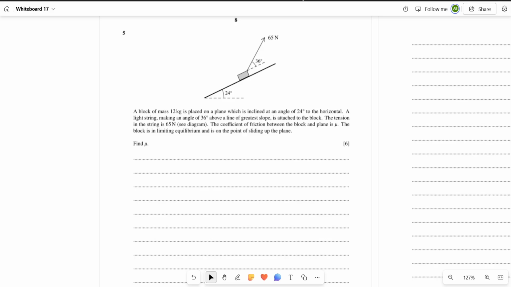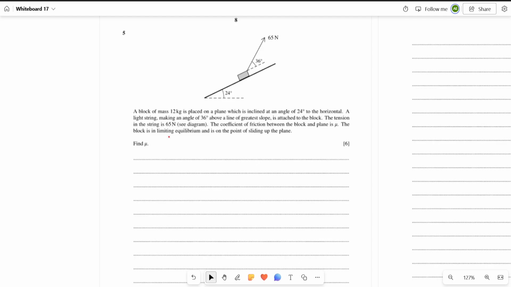So going back to the question, we read this word limiting equilibrium. What does limiting equilibrium mean? It means that we are in equilibrium. We are in scenario number 2. There is no acceleration. However, the word limiting tells me that it's literally on the point of breaking this equilibrium, on the point of accelerating. So the forces are just enough to balance each other.